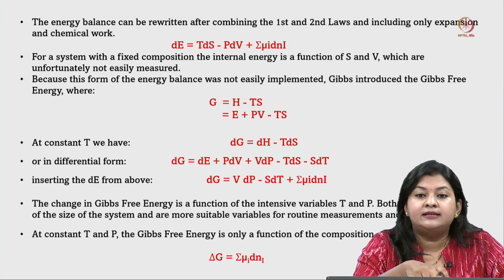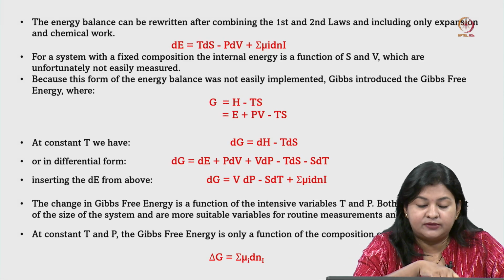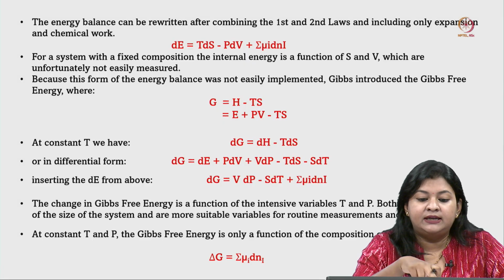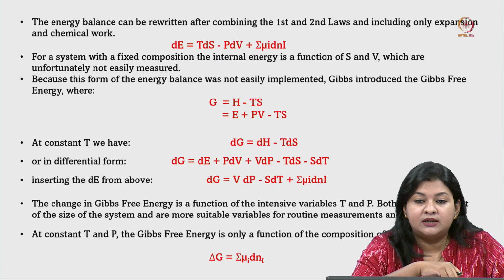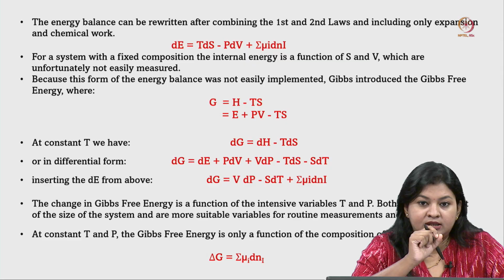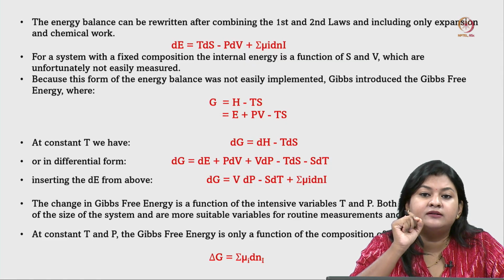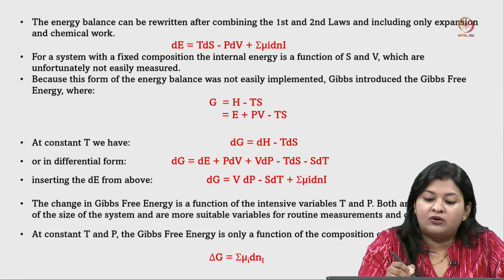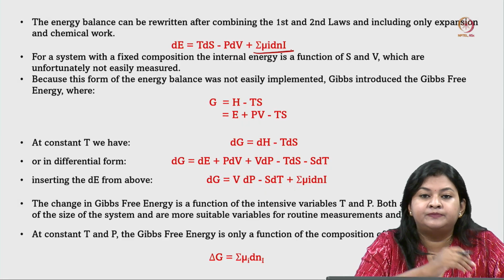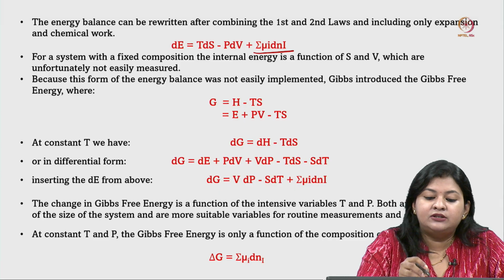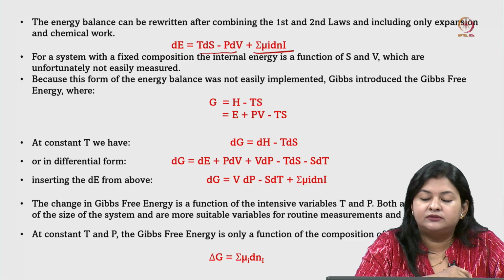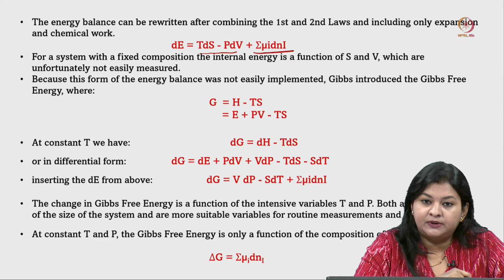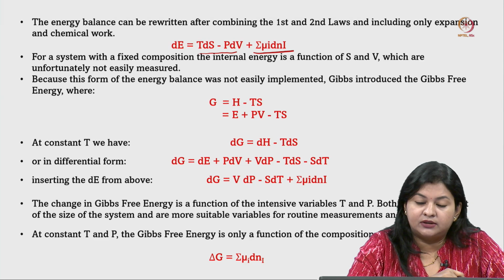So, dE, that is the internal energy change, is equal to T dS minus P dV plus a summation of mu i into dNi, the change in the infinitesimally small amount of i species that you are bringing. This is your chemical work and that is your physical work.